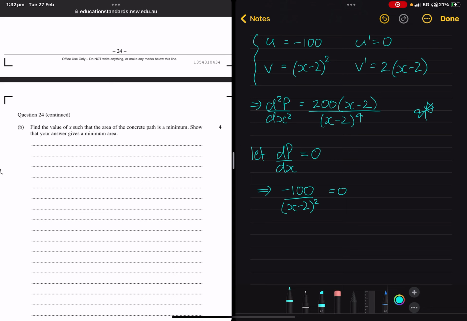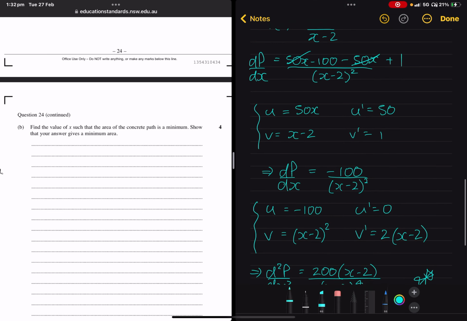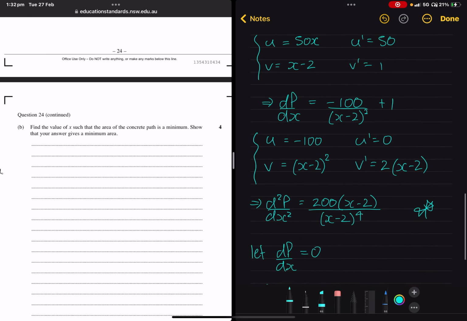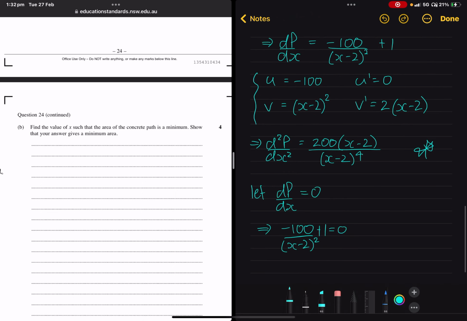So this, we're missing a term here. This should be plus 1. We've got a plus 1 at the end. And the plus 1 would go away in the second derivative, so that's not an issue.